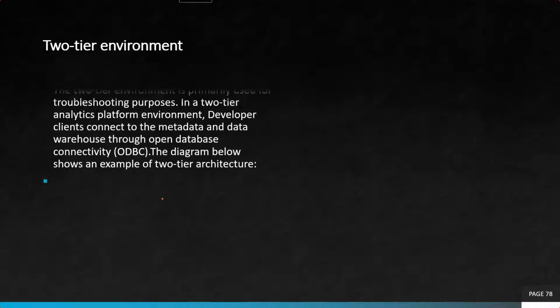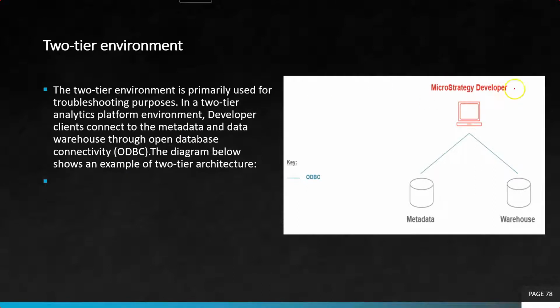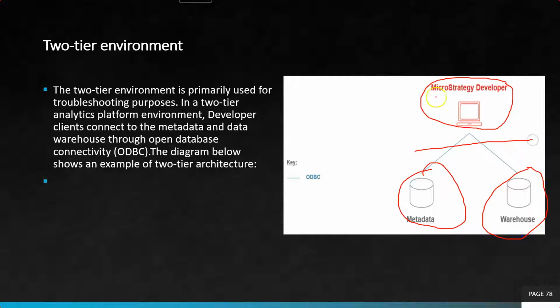Let me show you how it looks in two-tier. You can see in the two-tier environment you have just your developer, your metadata and your data warehouse. There is no intelligence server in between, so your developer is directly connecting with your metadata and your data warehouse. The ODBC connection must be installed in all three architectures. It's a link between your metadata and your data warehouse, which helps you to connect with them. That's how it looks in the two-tier environment.